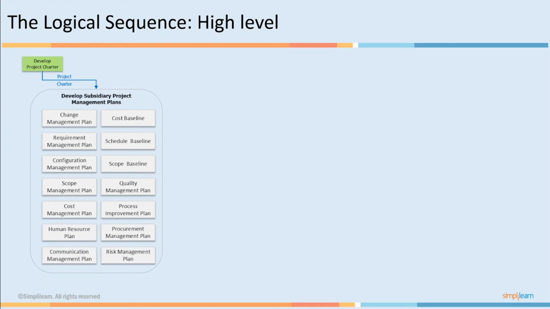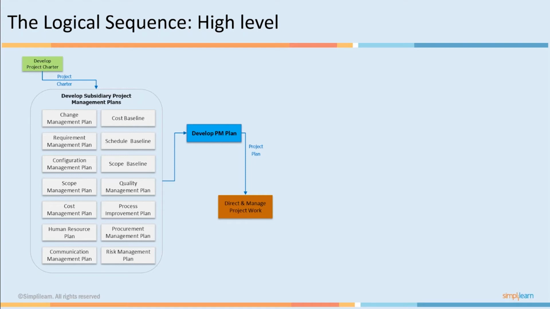That is a change management plan, requirement management plan, configuration management plan, scope, time, cost, quality, HR, communication, procurement, risk, and you will come up with your baseline, that is your cost baseline, schedule baseline, and scope baseline. Once all the subsidiary plans are completed, are ready, then we are going to consolidate everything in the develop project management plan process. There is a process called develop project management plan, and the outcome of that is going to be your project management plan. Once your project management plan is ready, then the project will move into the executing stage.